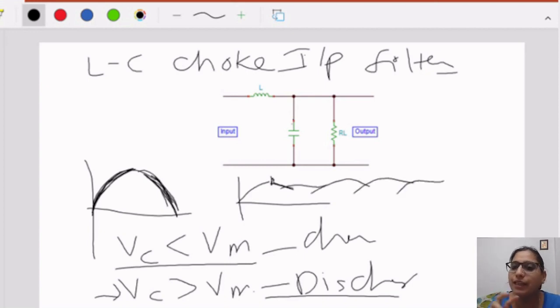Clear? Now we will see the effect of both L and C here. What is happening with both L and C?